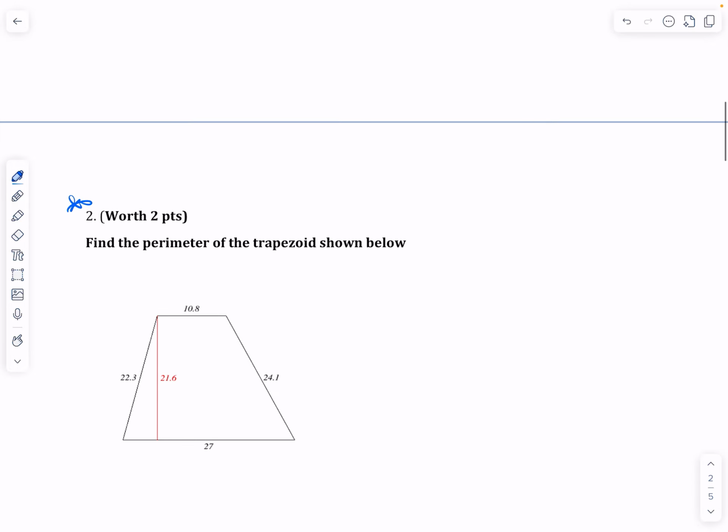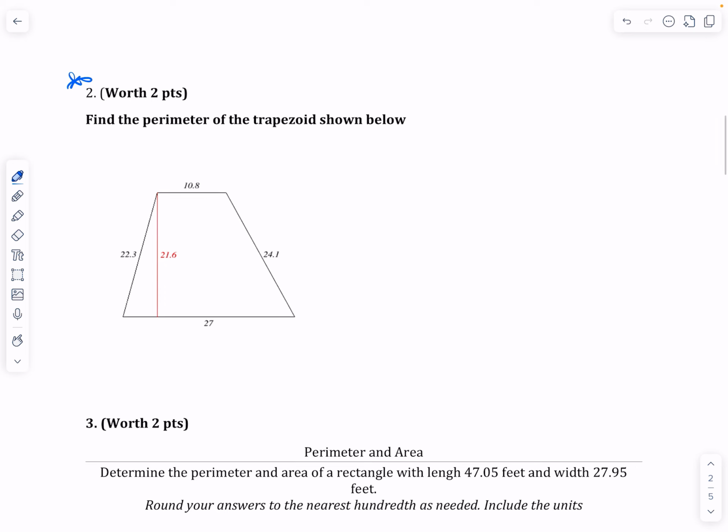Okay, so now I'm going to pick up on problem number 2. Find the perimeter of a trapezoid. So perimeter, all I have to do is add up all the sides. Okay, so I'm going to start here, and I'm going to work clockwise. So 10.8 plus 24.1 plus 27 plus 22.3. So let me make sure I got all 4 of those sides, 10.8, 24.1, 27, and 22.3.